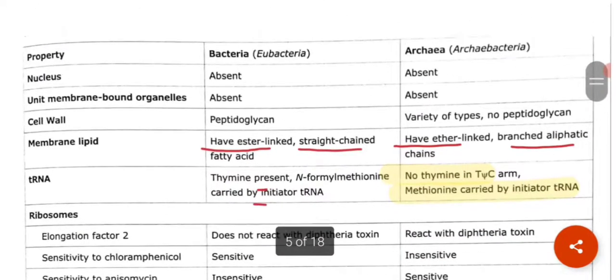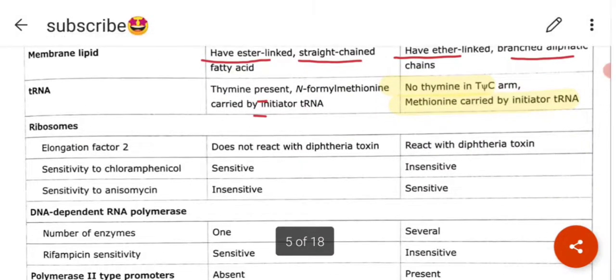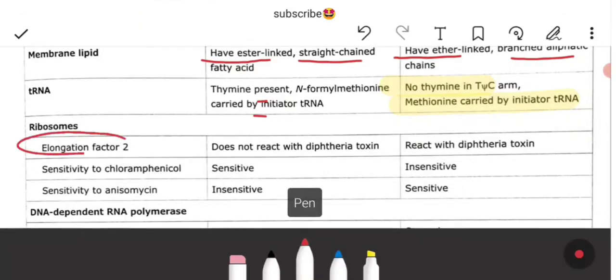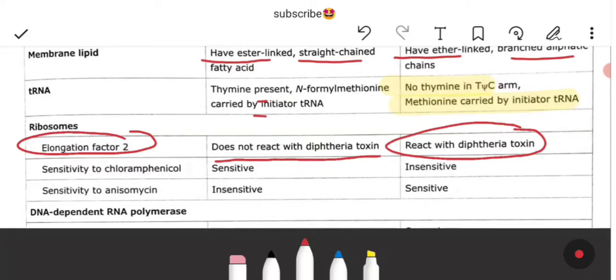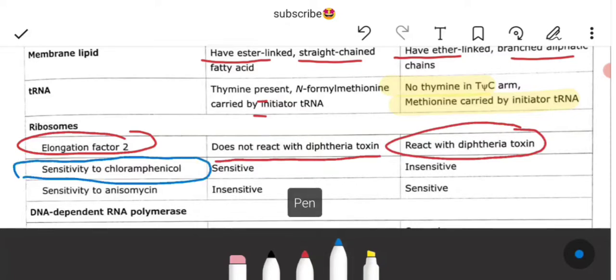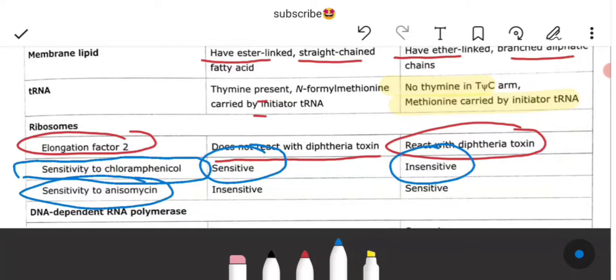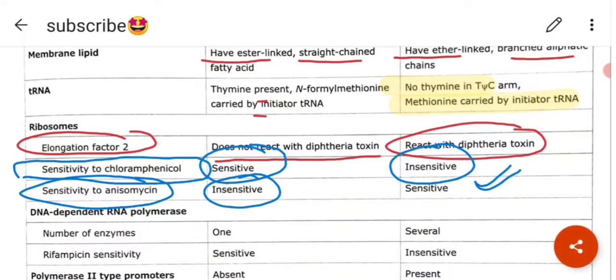In the ribosomes of the Eubacteria, the elongation factor 2 does not react with the diphtheria toxin, whereas in the Archaebacteria it reacts with the diphtheria toxin. Now, regarding sensitivity to chloramphenicol, which is an antibiotic, the Eubacteria are sensitive to it, but the Archaebacteria are insensitive. For anisomycin, the Eubacteria are insensitive, whereas the Archaebacteria are sensitive.